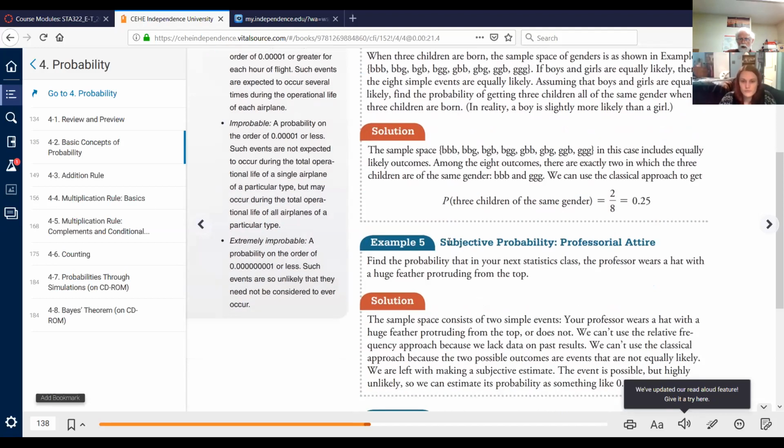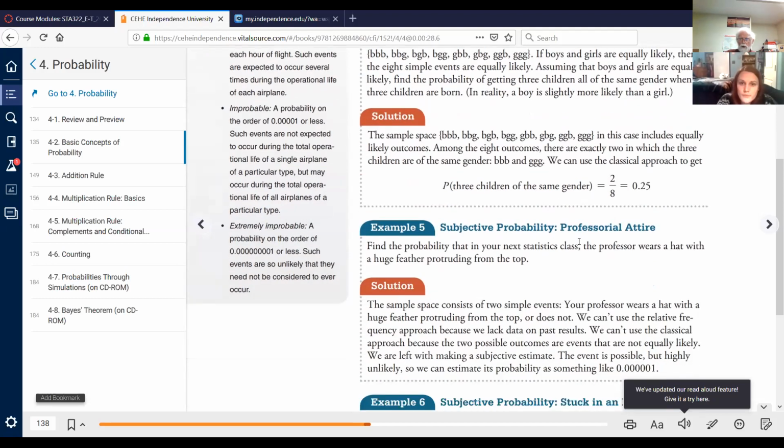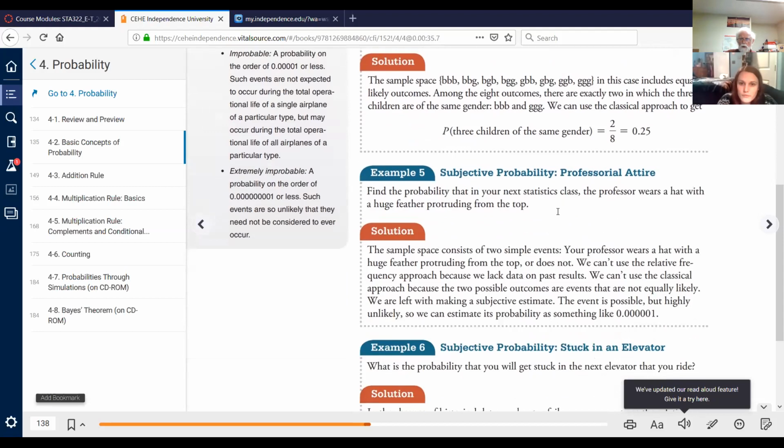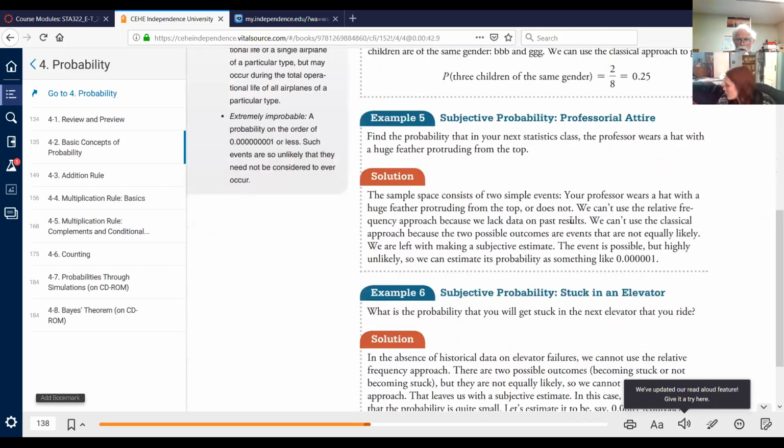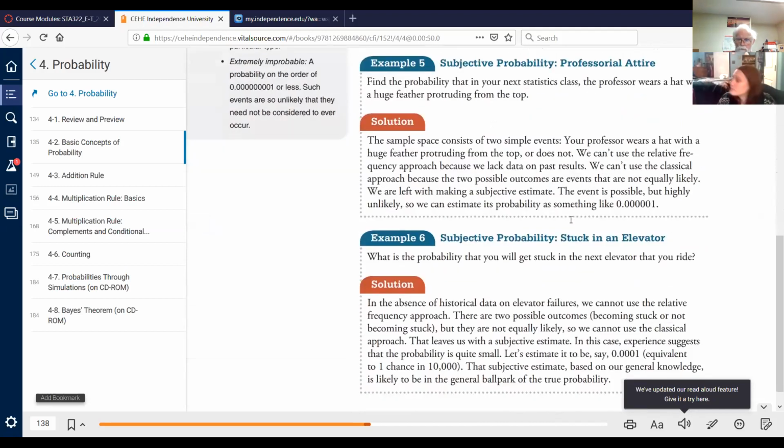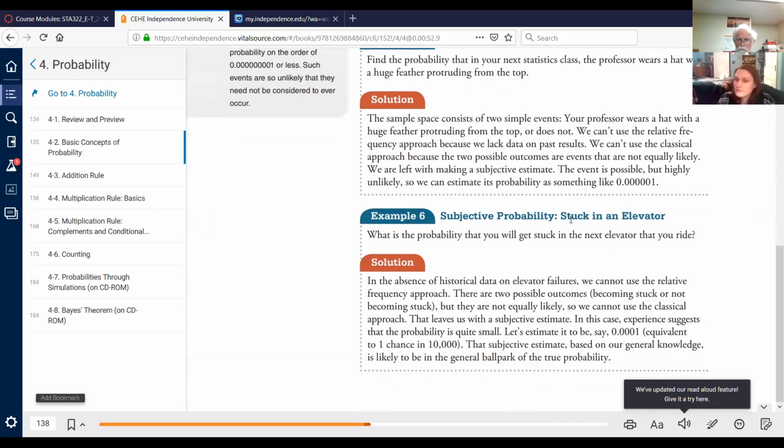So we're looking at a way of calculating these things using the classical approach, which is to look at the possibilities, calculate how many single events or how many subjective events can occur, and add them up.